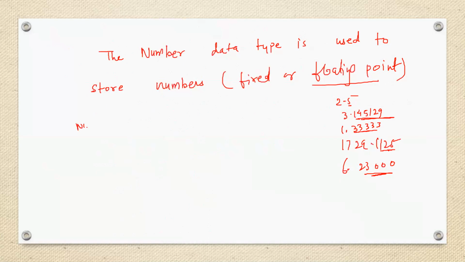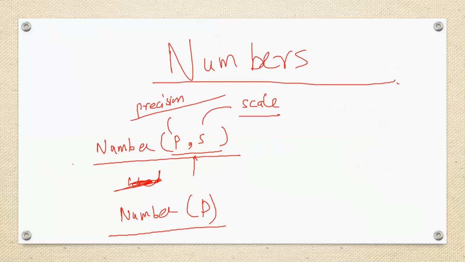Now, when we define a number, there are two parts to it, as I mentioned, precision and scale, right? The precision determines the maximum length of data. Let me write it down for you. Precision determines the maximum length of data, and scale, on the other hand, determines the number of places to the right of the decimal.